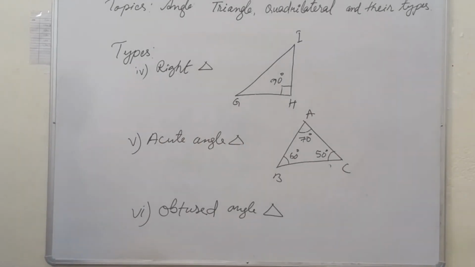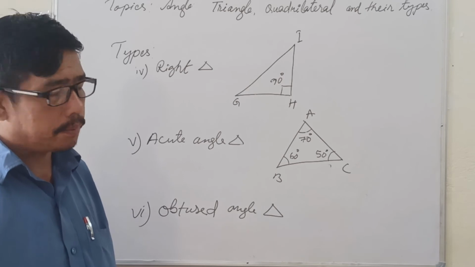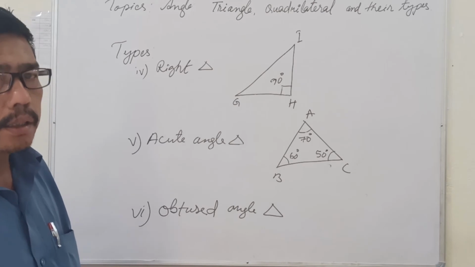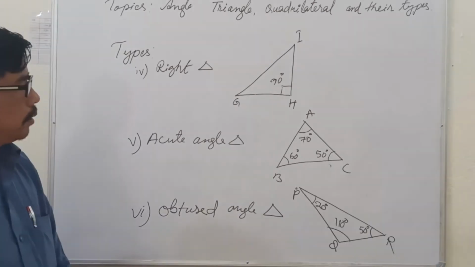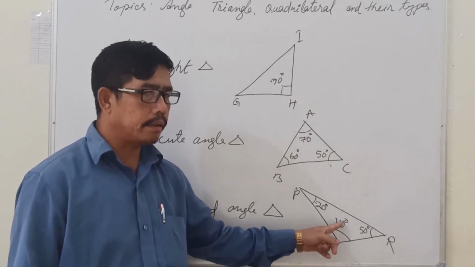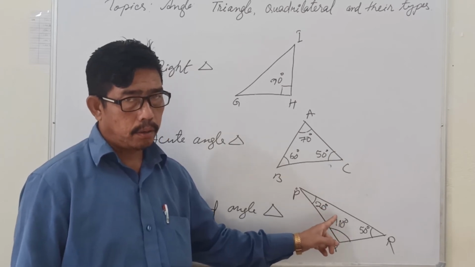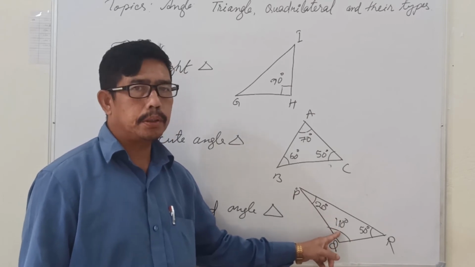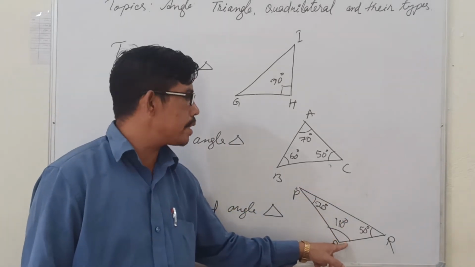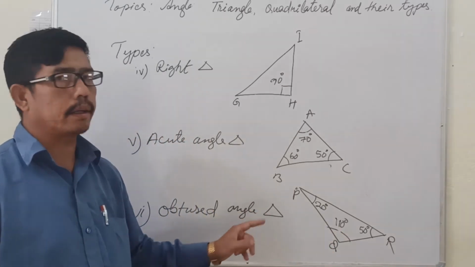Obtuse angle triangle. The triangle in which one of the three angles is obtuse, that is more than 90 degrees and less than 180 degrees, is known as an obtuse angle triangle. In triangle PQR, we see that one of the angles, angle Q, is 110 degrees. That is more than 90 degrees and less than 180 degrees. So this angle is an obtuse angle. Such a triangle in which one of the three angles is obtuse is known as an obtuse angle triangle.